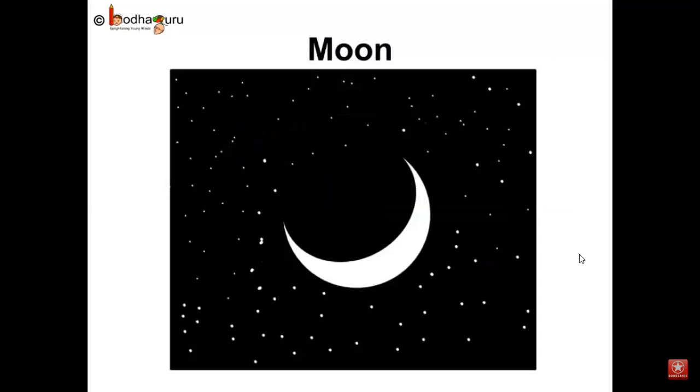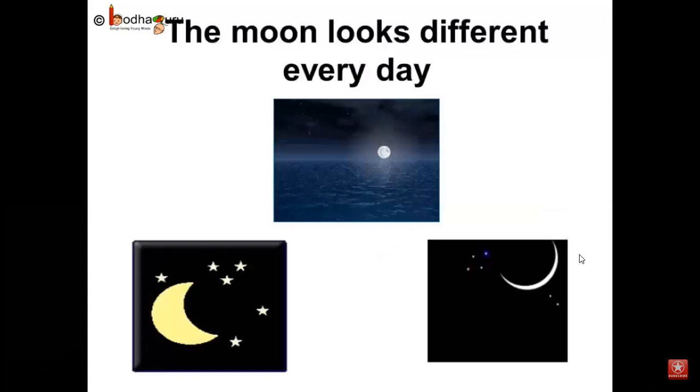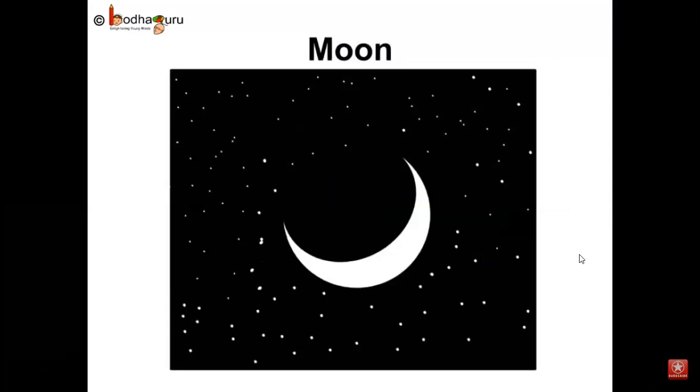Now let's talk about the moon. Have you noticed? The moon doesn't look the same every day. Sometimes it looks round, sometimes it's like a half round, sometimes only a thin line, and sometimes it completely disappears from the sky. So, how does the moon shine so brightly?